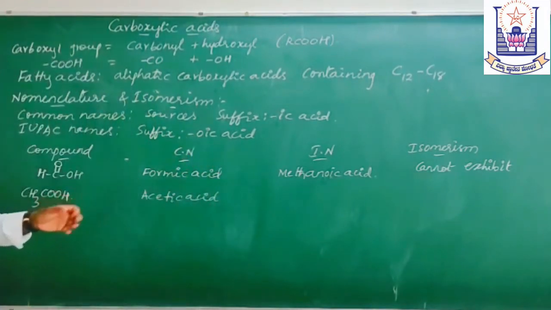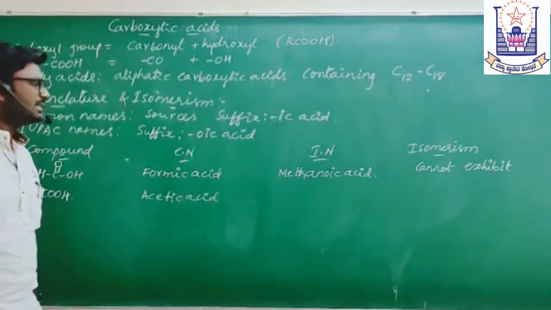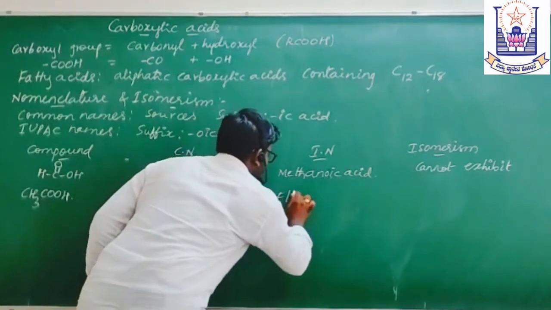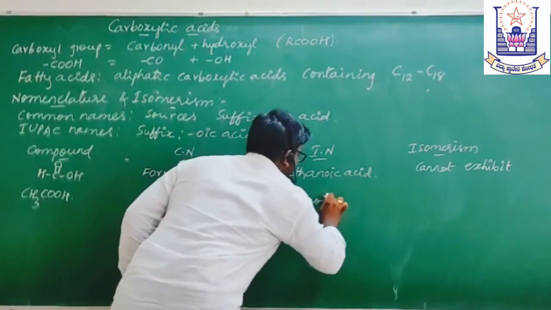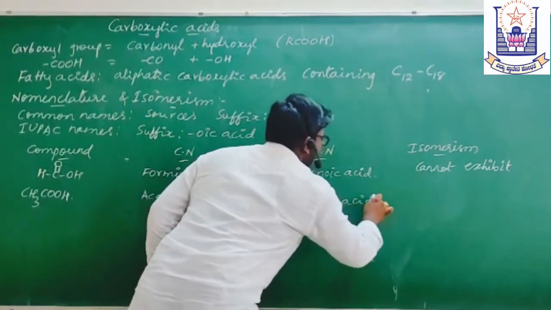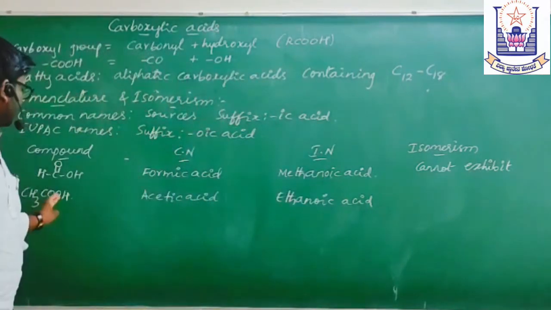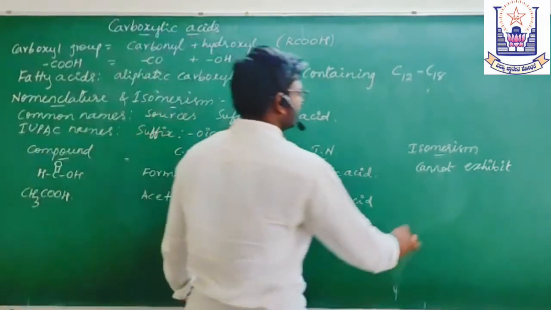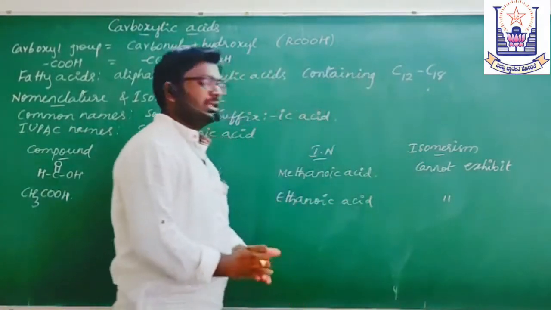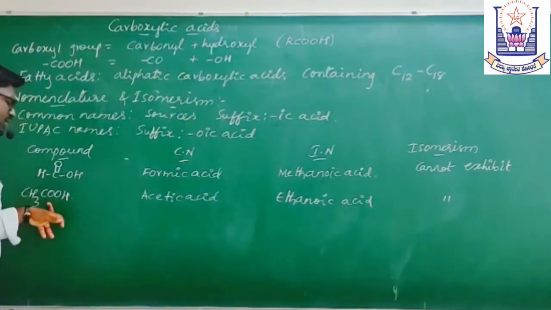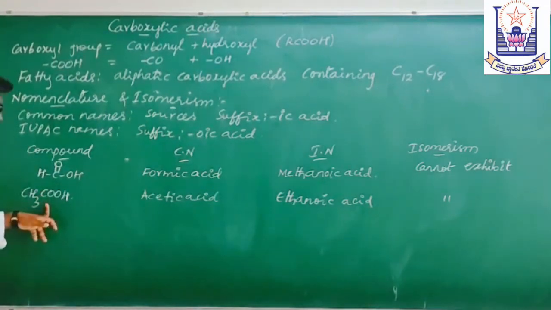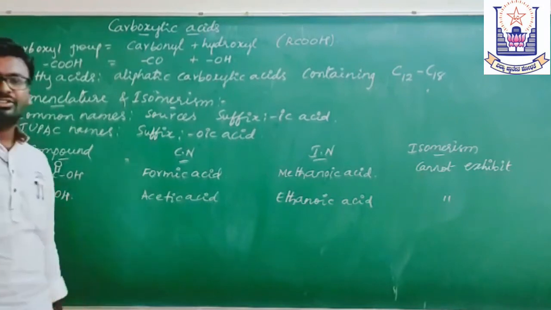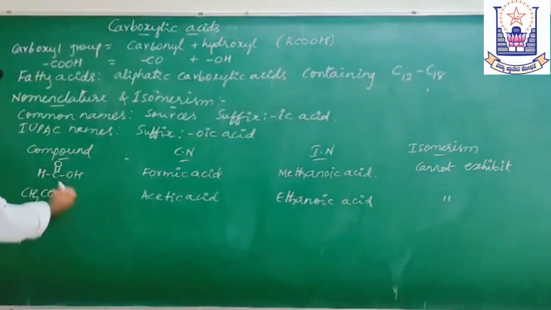Now, what is the IUPAC name of this compound? Two carbons are there, no? So therefore it is ethanoic acid. And it cannot exhibit any type of isomerism. It cannot exhibit position isomerism, it cannot exhibit chain isomerism, and it cannot exhibit functional group isomerism also. Go for the next member.